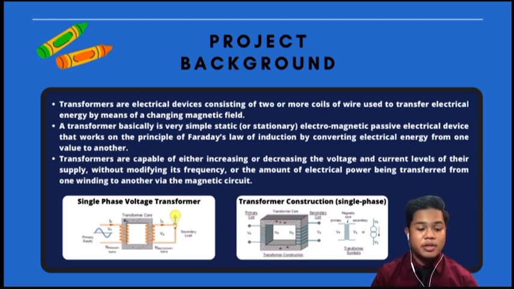Generally, the primary winding of a transformer is connected to the input voltage supply and converts or transforms the electrical power into a magnetic field, while the job of the secondary winding is to convert the alternating magnetic field into electrical power, producing the required output voltage as shown. The second one is transformer construction, single phase.